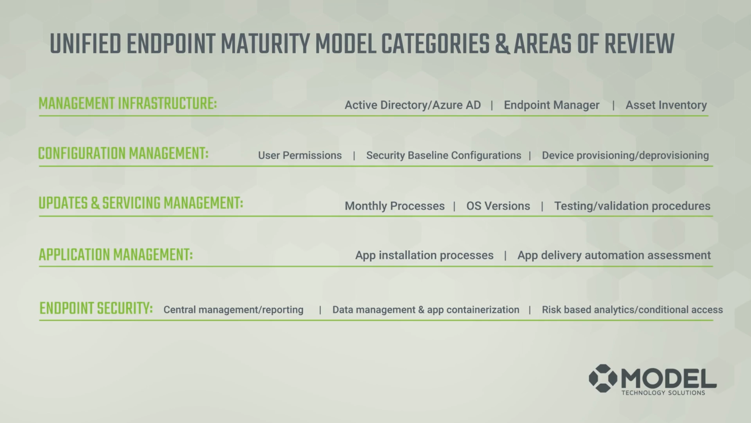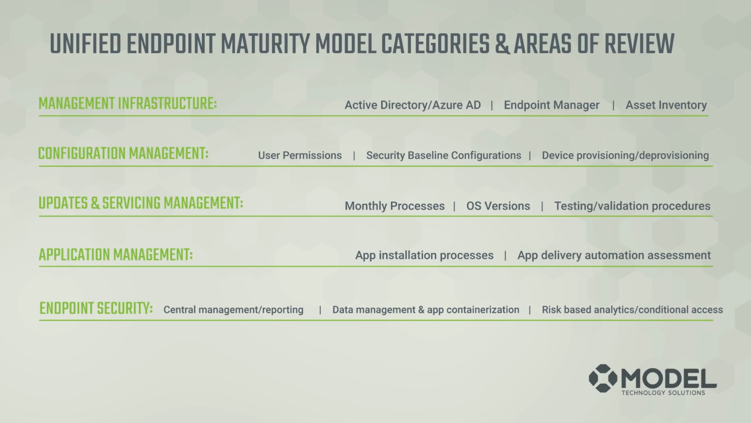Here are the maturity model categories as they pertain to unified endpoint management. We broke it up into management infrastructure, things like Active Directory and Azure Active Directory; configuration management, security baselines, device provisioning, and deprovisioning as an example; updates and servicing management, so your monthly processes, your operating system versions, testing and validation procedures; and application management, so everything from the installation process to automation around personas as an example. So the app delivery automation assessment says if you're this kind of person in this kind of role in the organization, you get these kinds of applications.